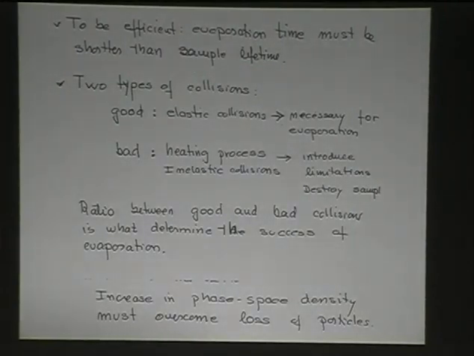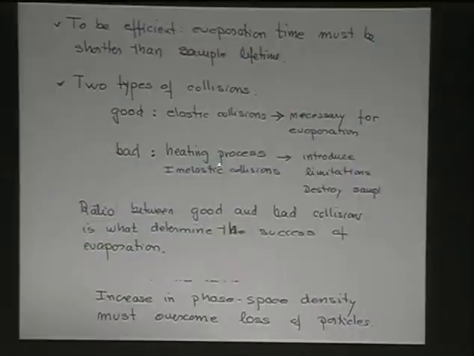And this any other reason involves analysis of two types of collisions. The good collisions, which are elastic collisions. Elastic collisions cannot remove my atoms out of my trap if they are among those atoms. But there are bad collisions, heating processes and inelastic processes that remove atoms or heat them up. Those are the bad ones that I don't want. And it's the ratio between good and bad collisions that determines the success of my evaporation.